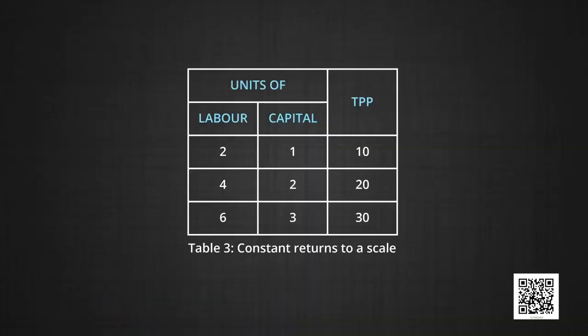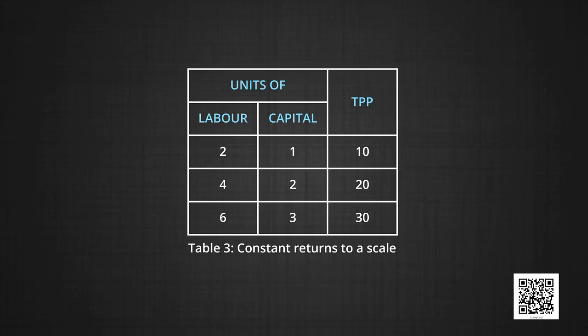Here, when labor is doubled from 2 units to 4 units and capital is simultaneously doubled from 1 unit to 2 units, output increases from 10 to 20 units. You can see that a 100% increase in both inputs has caused exactly a 100% increase in output.